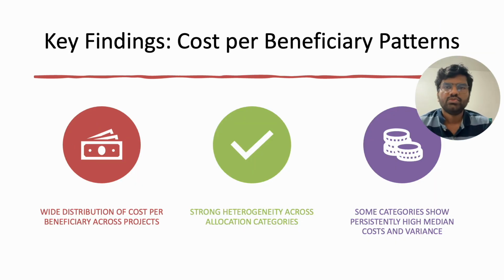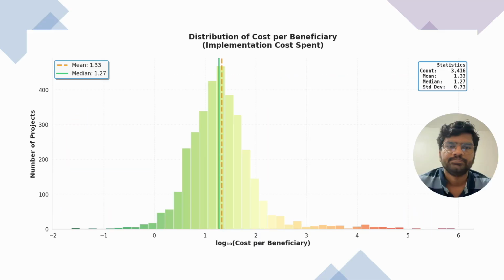Before diving into visuals, three headline findings stand out. First, cost per beneficiary varies widely across projects. Second, allocation categories show very different efficiency patterns. And third, some categories consistently show both high median cost and high variance, suggesting deeper structural or contextual factors.